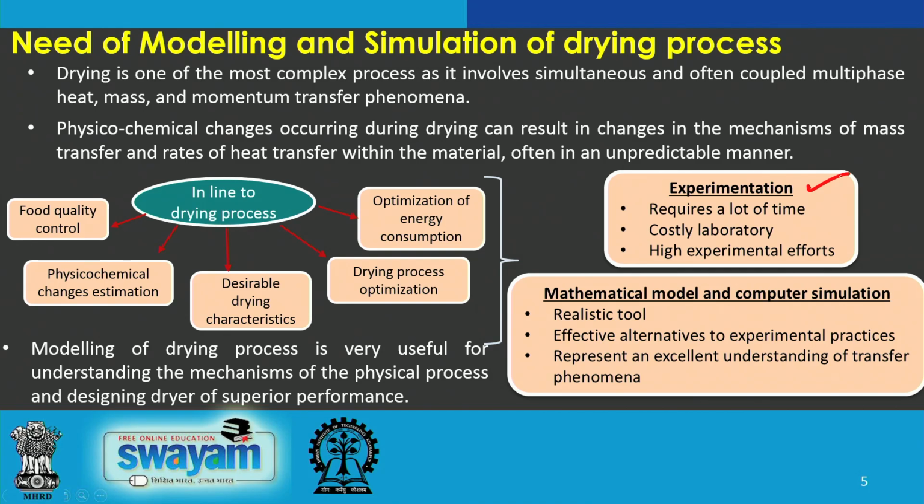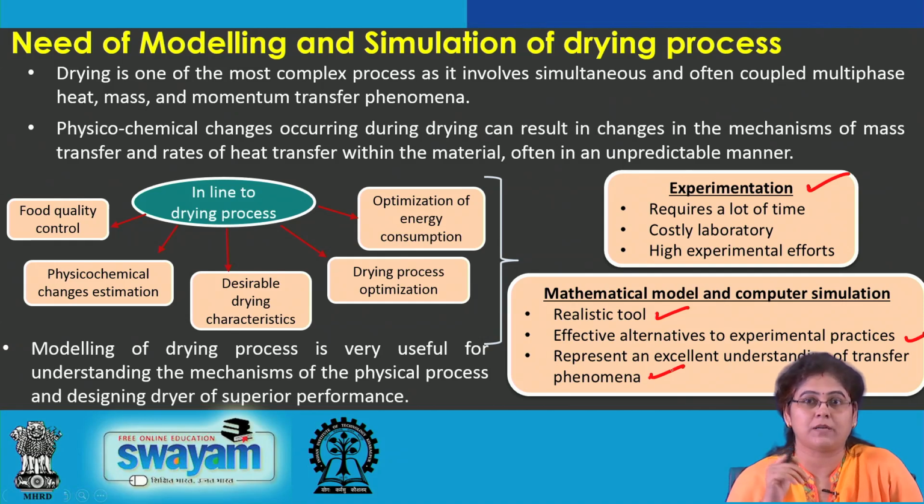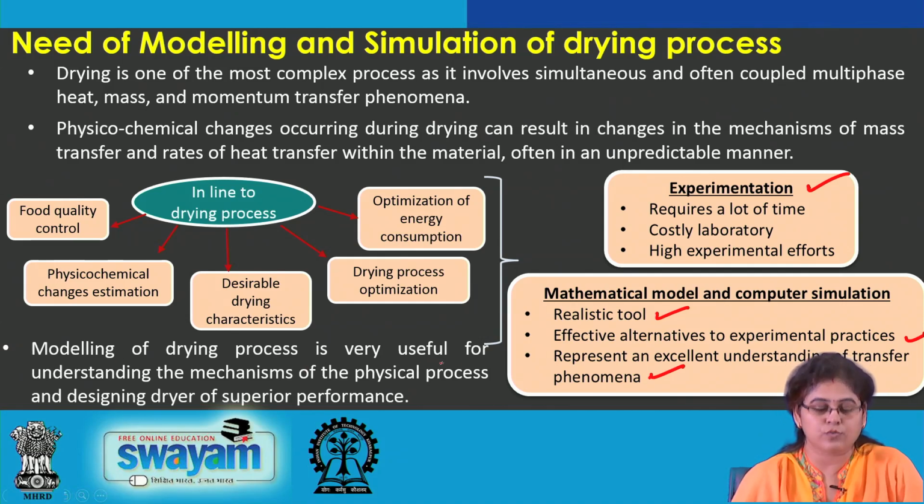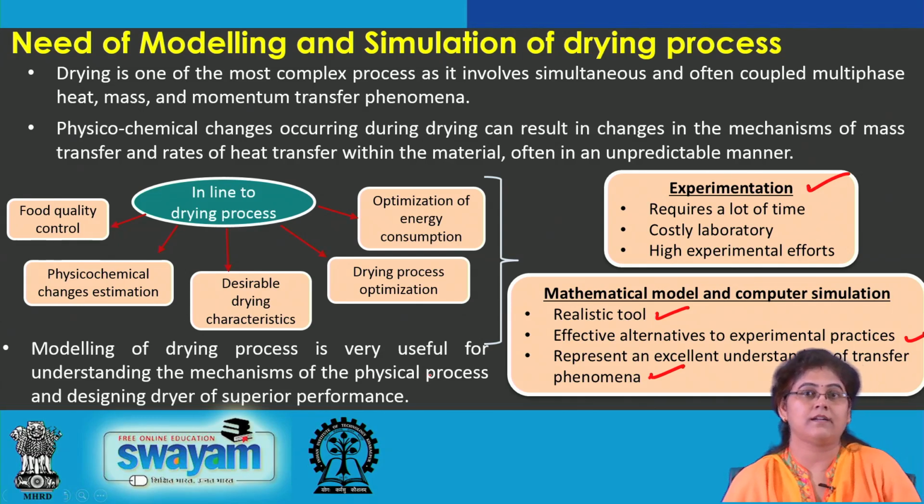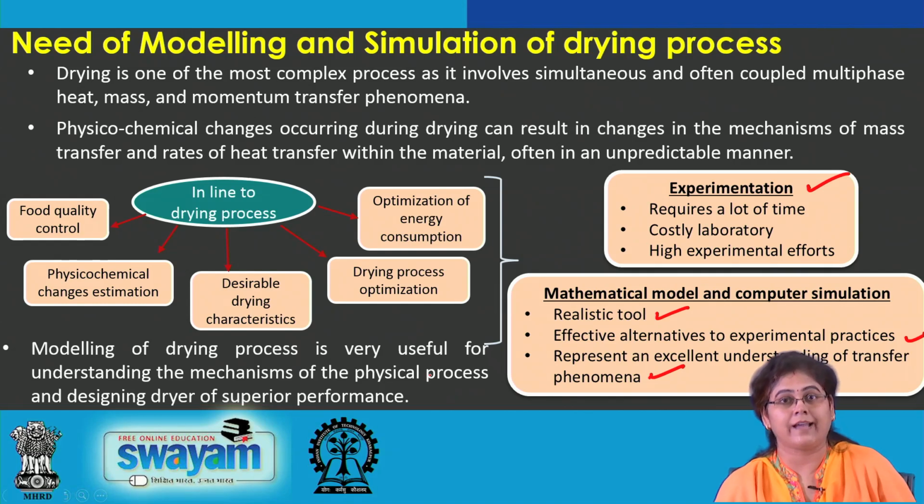But experimentation itself requires a lot of time. It again needs costly laboratory and high end experimental facilities. So, in order to reduce experimentation, mathematical models and computer simulation are the best technique, which basically act as a realistic tool to describe the real scenario during the drying process. This is an effective alternative to experimental practices and gives an excellent understanding of the transfer phenomena that take place during drying, which often cannot be visualized during the experimental period. Modeling of the drying process is therefore very useful for understanding the mechanism of the physical process, and accordingly suitable design of dryers can be attempted for providing superior performance.